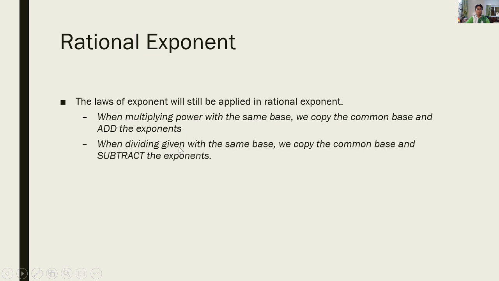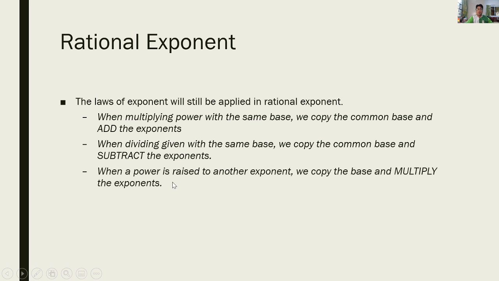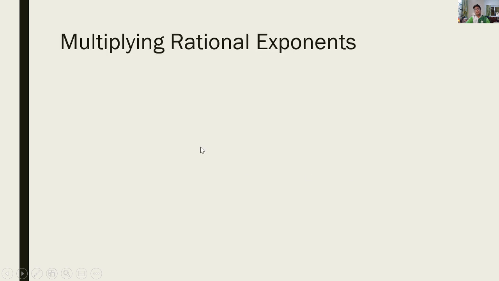Okay? When dividing given with the same base, we simply copy still the common base and we subtract their exponents. When a power is raised to another exponent, we copy the base and multiply the exponents. So nandito yung add, nandito yung subtract, nandito yung multiply. So let's proceed with multiplying rational exponents.